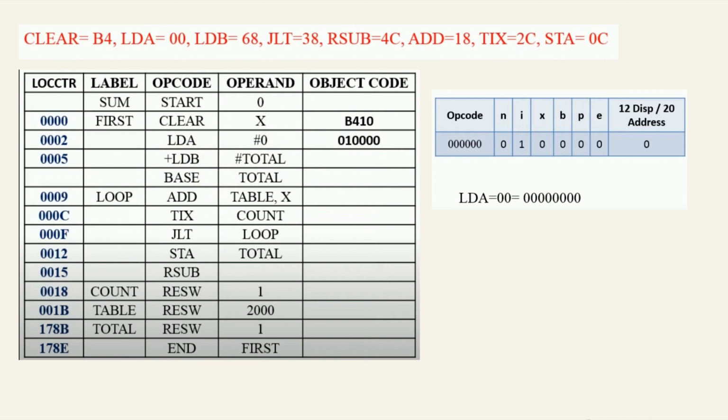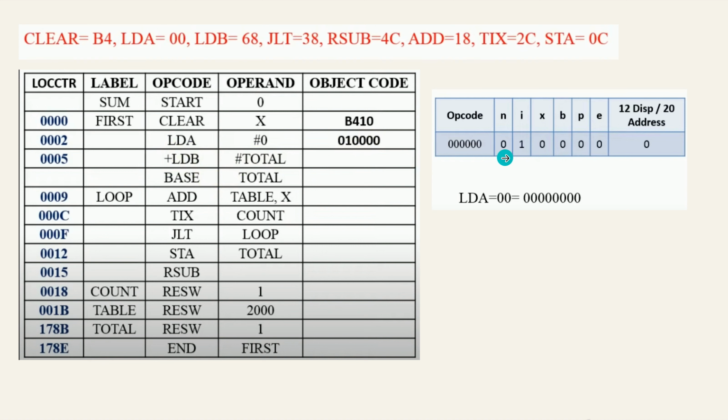In the format 3 representation, opcode occupies 6 bits and then NIXBPE. These are the flags, correct? And this is the space for our displacement. It occupies 12 bits and all these flags occupy 1 bit each. So what is the opcode value? This is the opcode value.